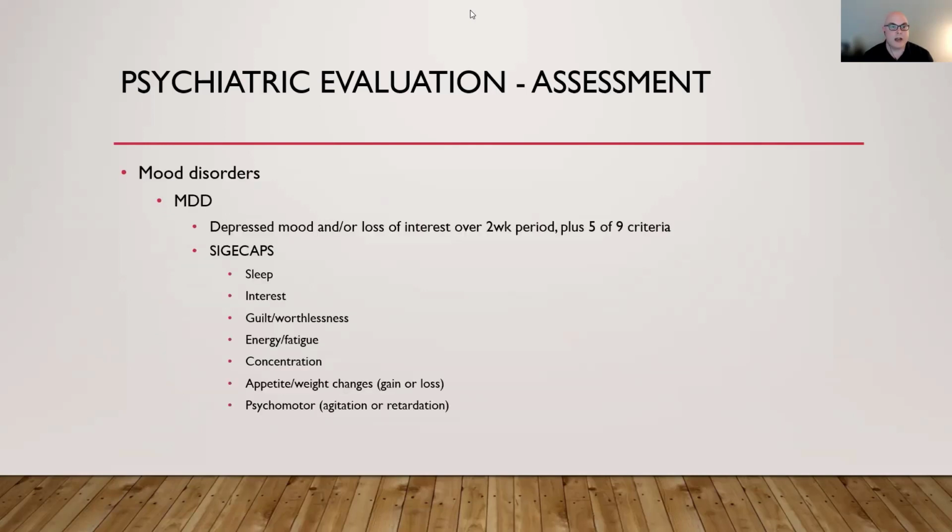So your mood disorders, you have major depressive disorder. This is a depressed mood or loss of interest over a 2-week period, plus 5 of 9 of the specific list of criteria. SIGECAPS is a mnemonic worth memorizing, whether or not you're a psychiatric or non-psychiatric provider. Spend a little time. So your sleep, interest, guilt or worthlessness, energy levels, concentration, appetite or weight change, and psychomotor agitation or retardation. Psychomotor agitation is when people are depressed, but they feel like they just can't sit still. Psychomotor retardation just means they have no energy. They feel like they're moving slowly. They feel like they're just swimming through syrup all the time.